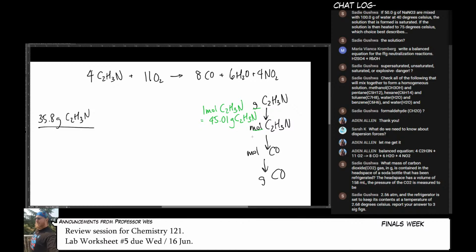And then I know the number of moles of the first thing and the moles of the second thing because I have this balanced equation up here, right? So for every 4 moles of C2H3N I use, I also get out 8 moles of carbon monoxide. And then finally down here, 1 mole of carbon monoxide is CO, 28.01 grams.